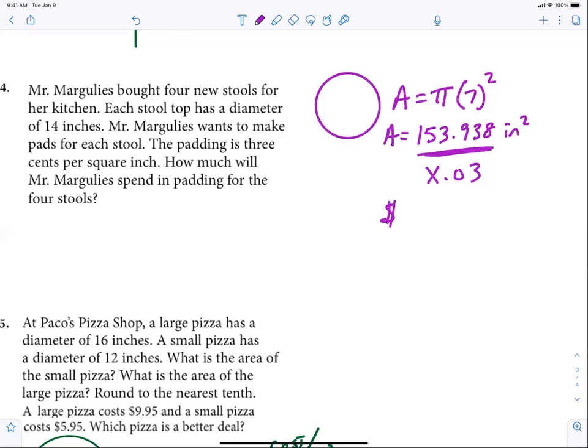I got 4.618, but it's money, so it'd be $4.62. That's correct. Now, is that the final answer? No, because then you have to multiply it by 4. Good job. Tell me what that is. 4.62 times 4 would be 18.48, or $18.48. Thank you. That's a good job.